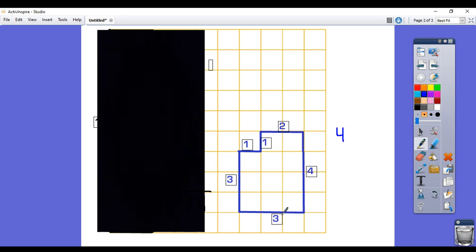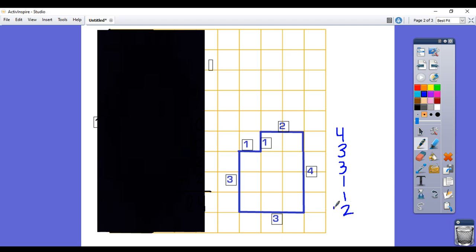This next side is worth 1, 2, 3. This next side has a length of 3. Right next to it, this line right here is worth 1. Right next to that, I have another 1. And then this last line, connecting back to where I started, is 2.